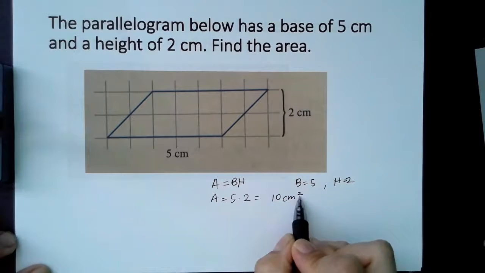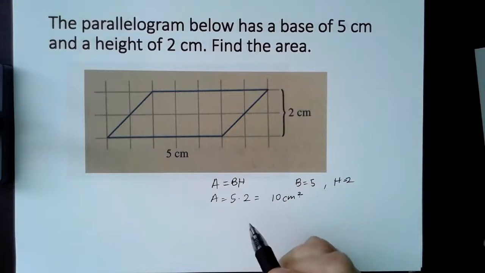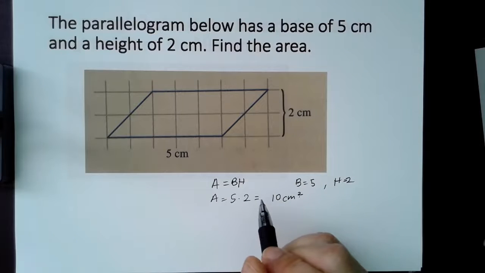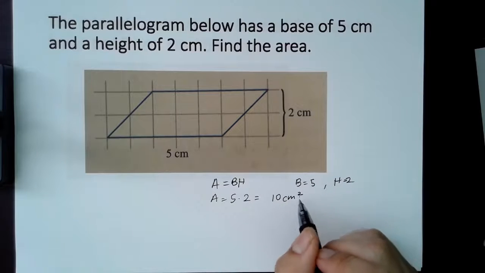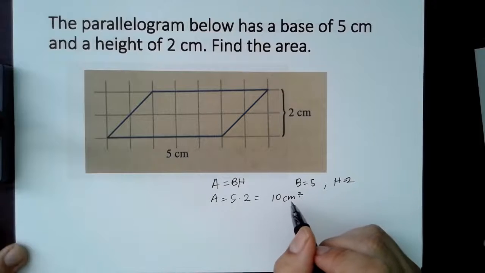Okay, why is it squared? Because this is a two-dimensional object now that we're talking about. We're talking about an area. It's no longer a distance. If it's just one single line, then it would be one-dimensional centimeters. But because it's two-dimensional, we write centimeters squared.